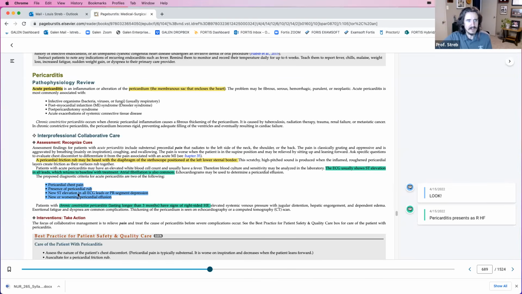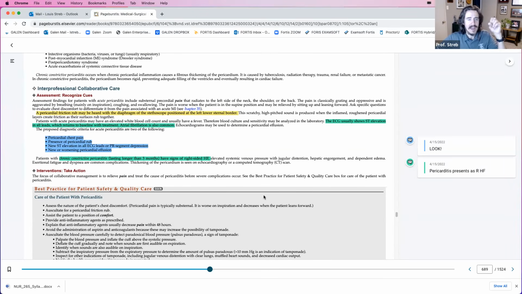So I always say, make sure you know this, make sure you understand that chronic constrictive pericarditis lasts more than 3 months, and it has signs and symptoms of right-sided heart failure. Pericarditis presents as right-sided heart failure. I'm trying to give you some insights. Everything looks like heart failure. I swear to God, every sign and symptom looks like heart failure. It does, because it all leads back to heart failure.